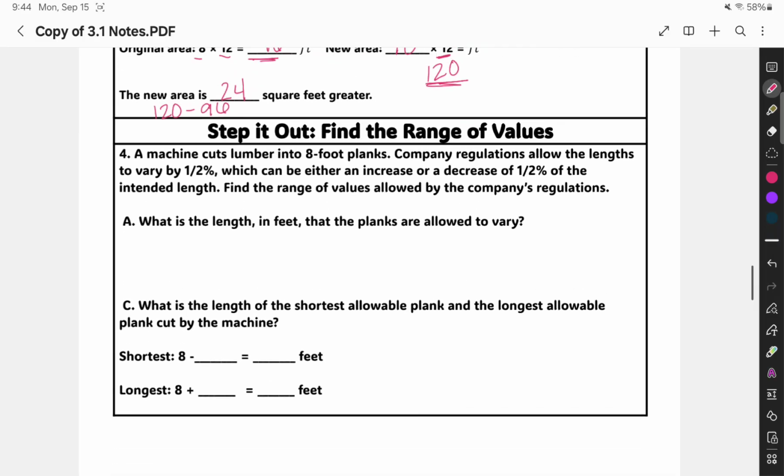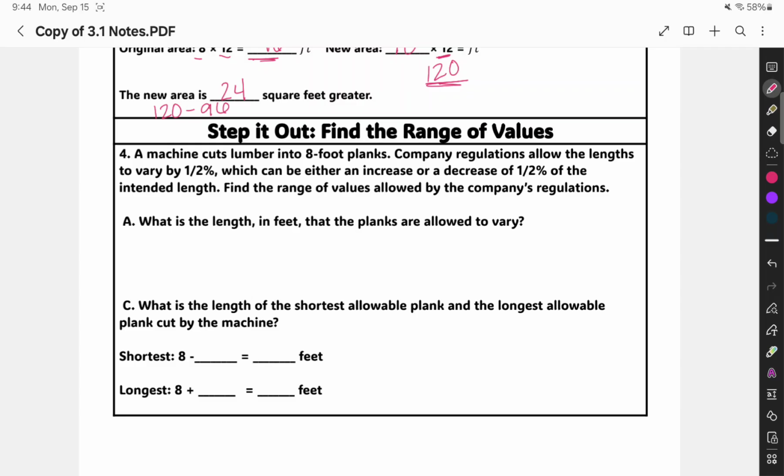So we're going to keep going here, and it says find the range of values. So sometimes this is really important because your percent can be what's changing, and you want to find a range. And when we're talking about a range, we're looking for the max amount it could be and the minimum amount it can be. So here it says a machine cuts lumber at 8-foot planks.